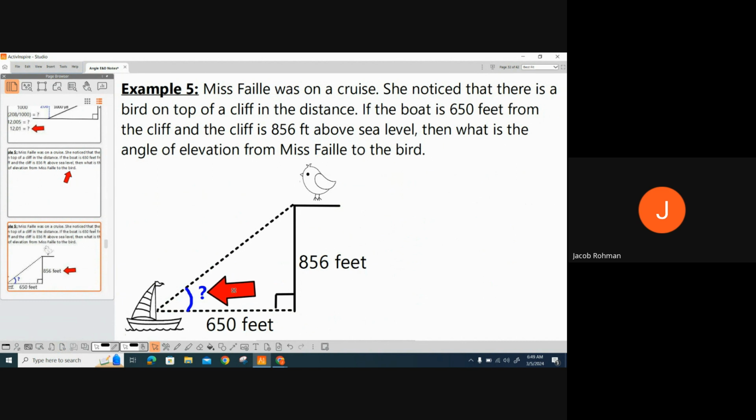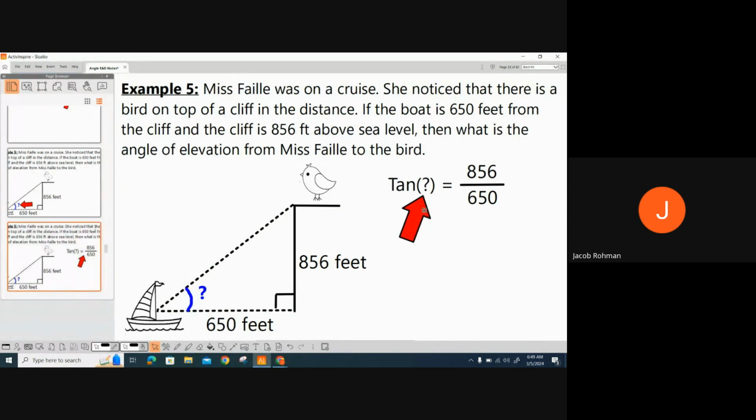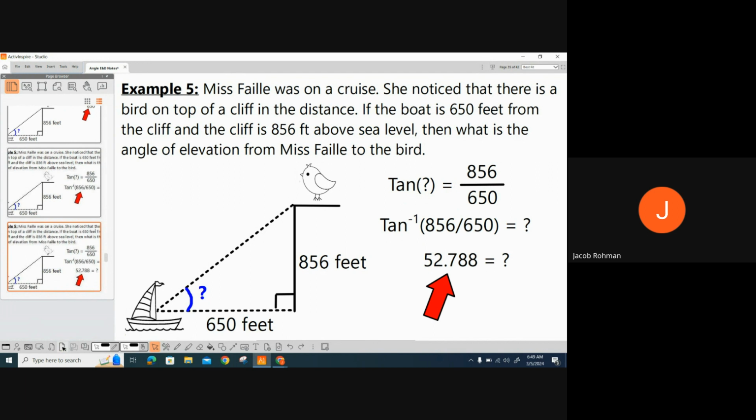Now, in relationship to that angle, we see the 856, that's the opposite leg, and the 650 is the adjacent leg of this right triangle. So we're going to use the tangent relationship. So we would say tangent of the question mark is the opposite leg, 856, divided by the adjacent leg, which is 650. Then to solve this for the question mark, we use tangent inverse of 856 divided by 650. And when we hit enter on that, we're going to get 52.788, which rounded to the nearest hundredth would be 52.79 degrees as the angle of elevation that we're looking to find.